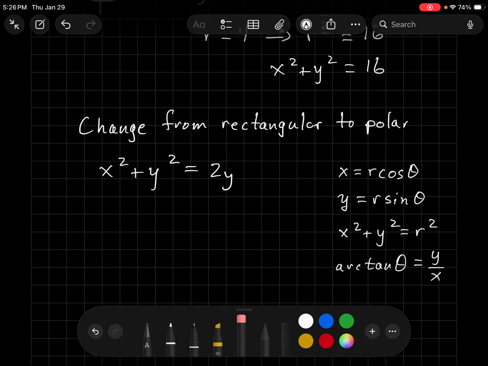Let me fix that really quickly. Sometimes my brain gets ahead of itself. Theta is the arctangent of y over x.